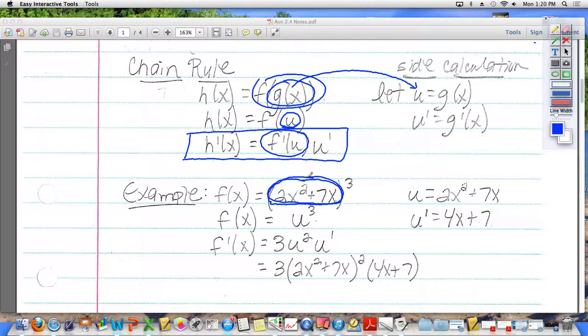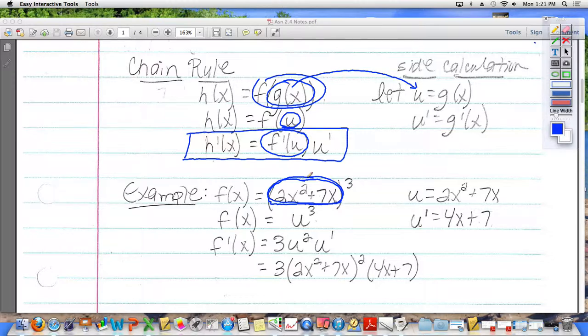Right off the bat, this is what you should do. Name u. U is 2x squared plus 7x. The derivative of u. What is the derivative of 2x squared? It's 4x. What is the derivative of 7x? It's 7. So u is the function that's hidden inside of another function. The derivative of that is a nice, quick, easy 4x plus 7.